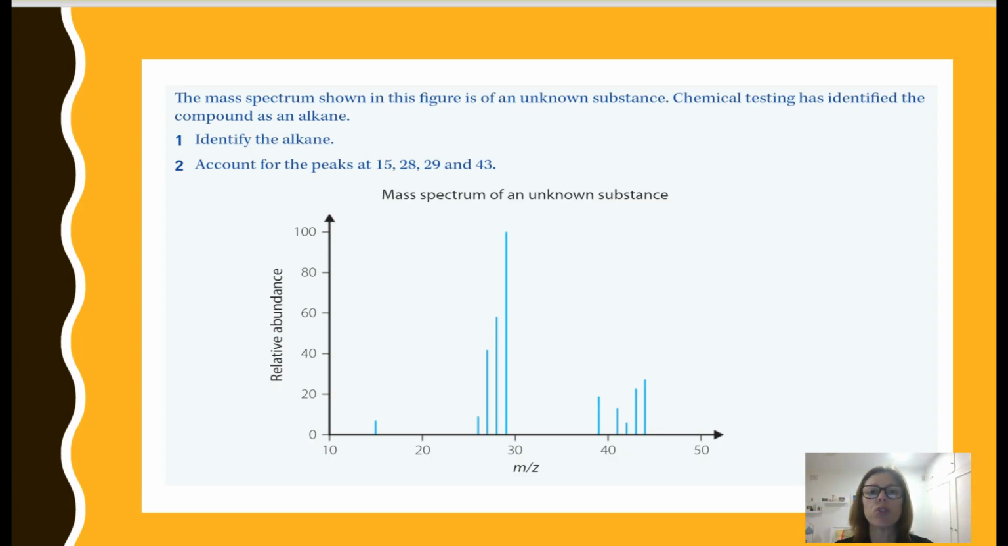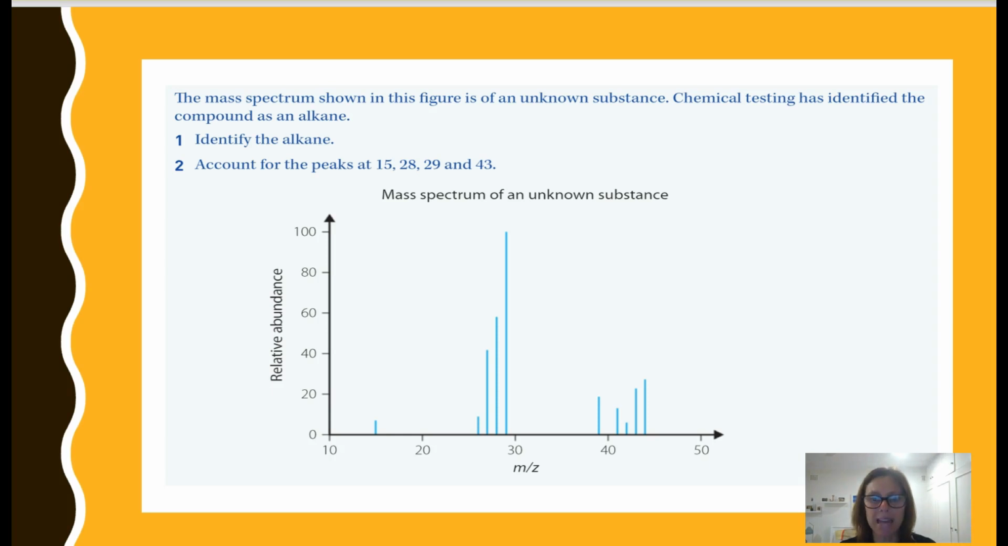The mass spectrum shows an unknown substance, and chemical testing has identified the compound as an alkane. So we know there's only single bonds there, and we know it's just carbon and hydrogens. We need to identify what the alkane is, and then we need to account for the different peaks at 15, 28, 29, and 43.